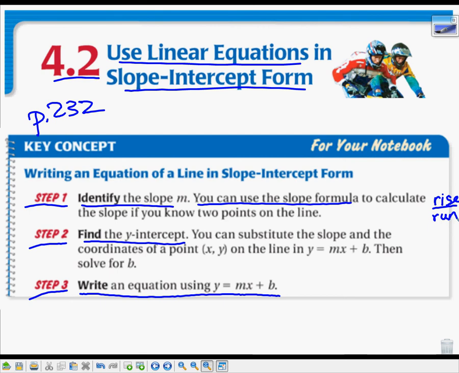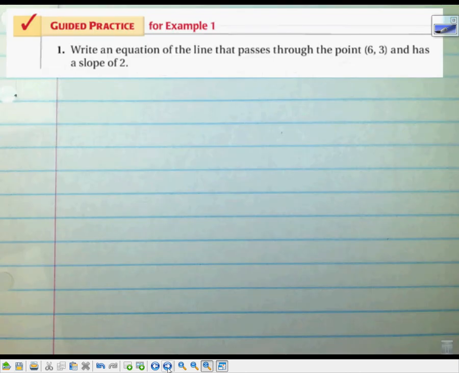Here's what's new for you. We're going to have to substitute the slope into the equation and the coordinate points x and y in order to find the y-intercept. To let you see what this looks like, here's a guided practice example out of the book. Copy this down in your notes as example 1. It says write the equation of a line that passes through the given point (6, 3) and has a slope of 2.